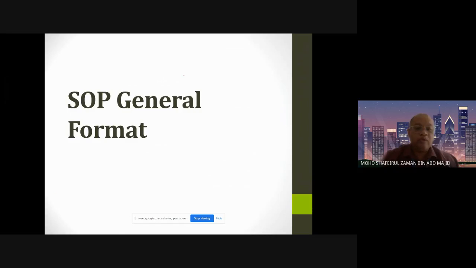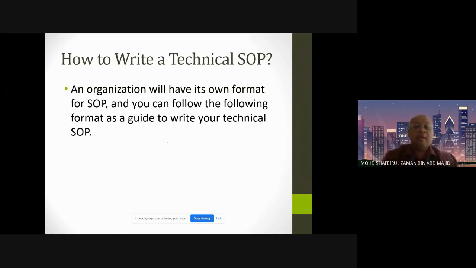So we are going to look at the SOP general format. Remember that you have two types of SOP: one is technical, another one is administrative SOP. In your context, we are going to focus only on technical SOP.